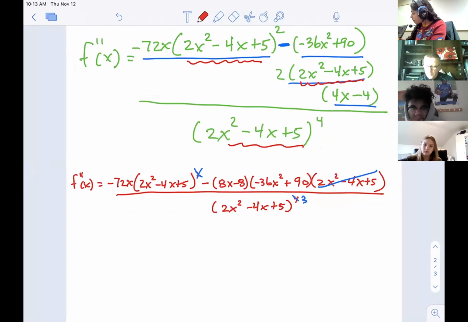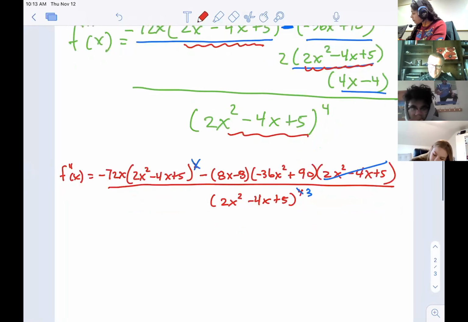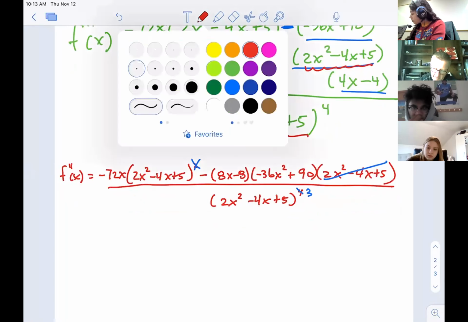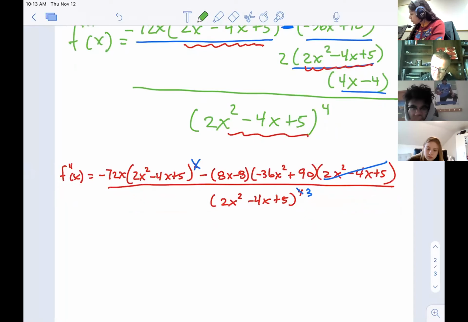So now let's multiply this out. Again, I've got to use this. I've got to set it equal to 0 and solve it. So I'd like to clean this up as much as I possibly can. Now that there's only one of these 2x minus, I can just distribute that 72 in.